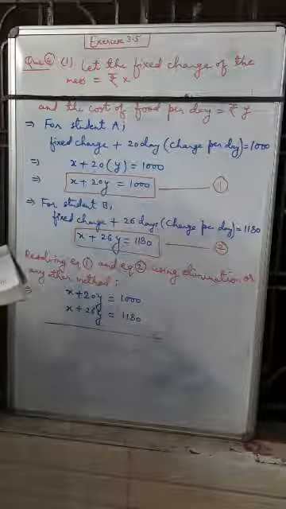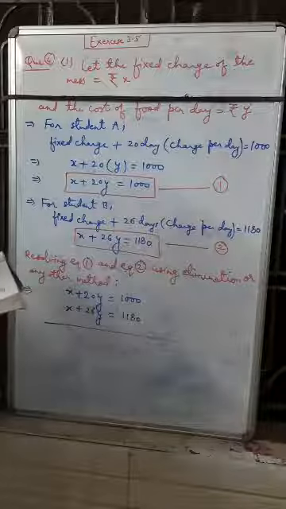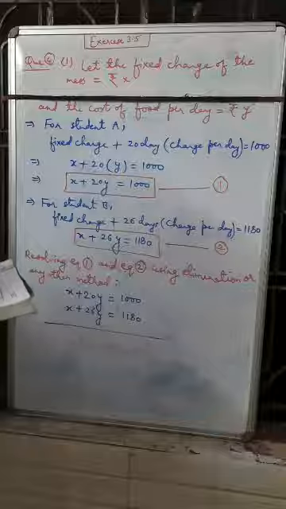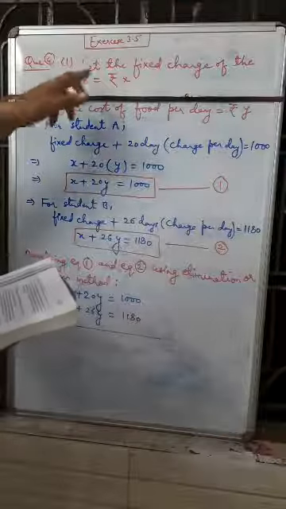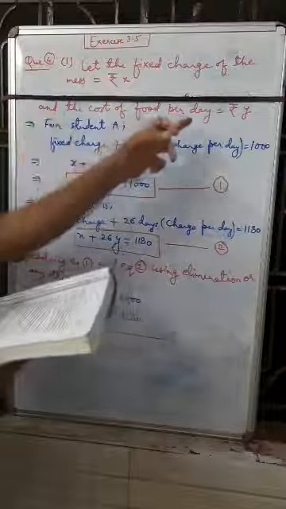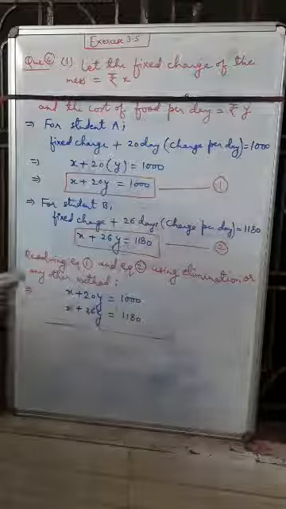So read the question 2 or 3 times before solving it and get the last line: find the fixed charge and the cost of food per day. So let the fixed charge of the mess be rupees x and the cost of food per day be rupees y.